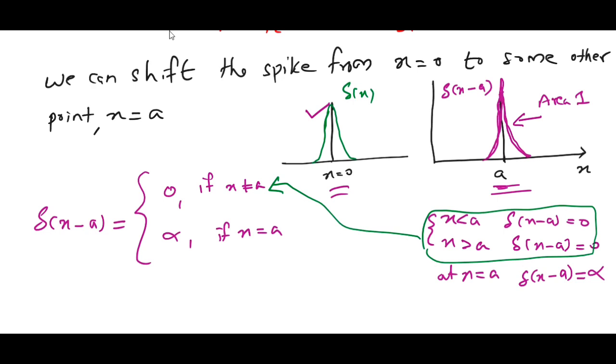Similarly, this area must be unity. Therefore, the integral from minus infinity to infinity of delta x minus a, that is the height, times the width, that is dx. If I say this is the width in the picture, dx, then this height into width is equal to area, which should be 1.